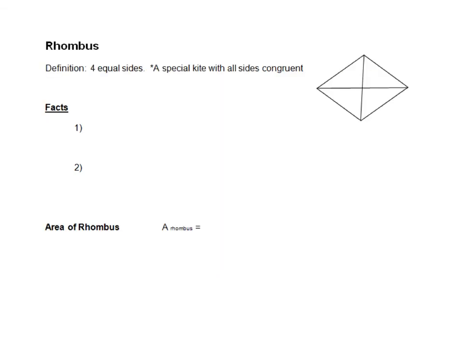All right, so moving on to rhombus. A rhombus has 4 equal sides, and it's a special kite with all the sides congruent. So that means that your kite properties will apply to a rhombus as well, only this time we have all sides congruent. We've got 2 facts to write in about a rhombus. So here's your first one.